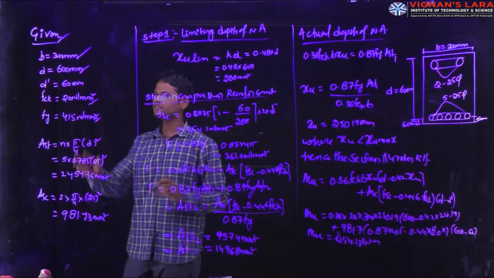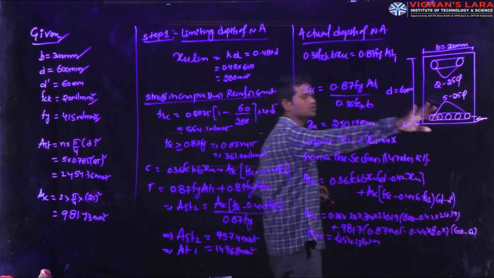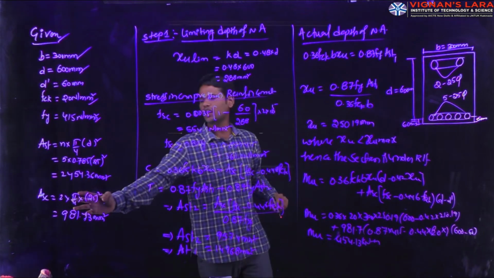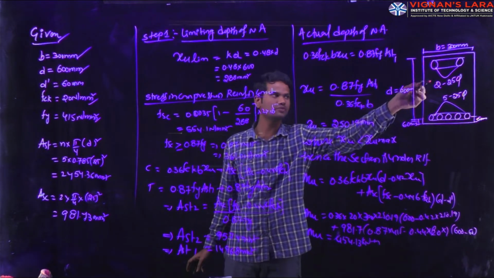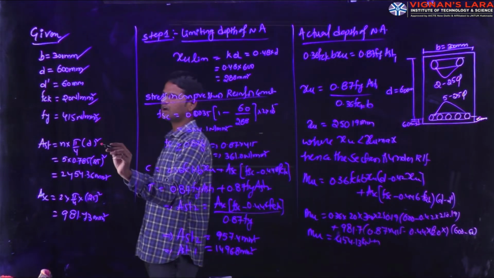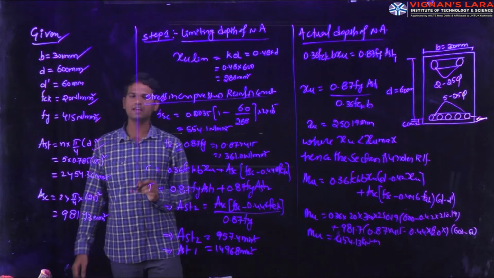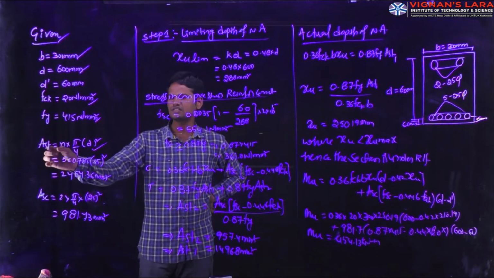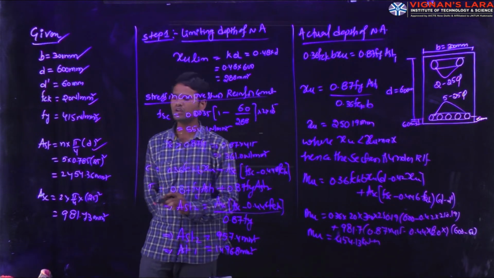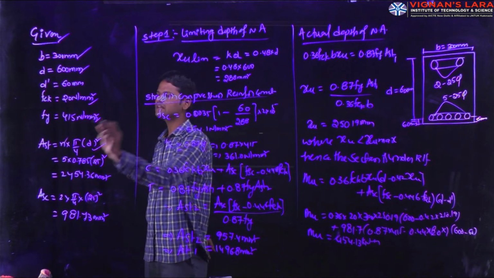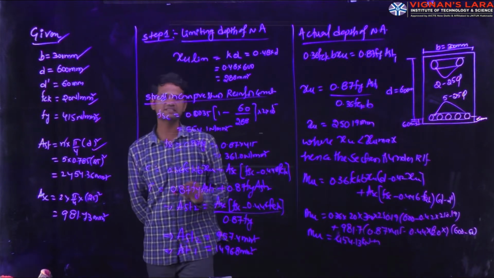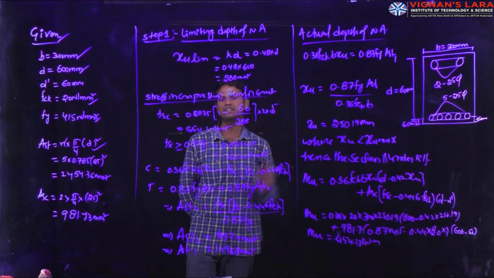The area of the steel they gave in the bottom zone as 5 bars of 25 mm diameter. In top zone, that is the compression zone, they gave 2 bars of 25 mm diameter. This is the formula for calculation of the area of the steel. Ast equal to N into pi by 4 into D square, where N is the number of bars given in the problem. Pi by 4 D square is the cross sectional area of the steel rod.